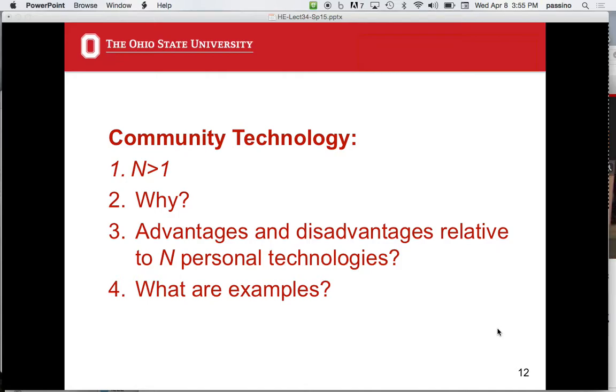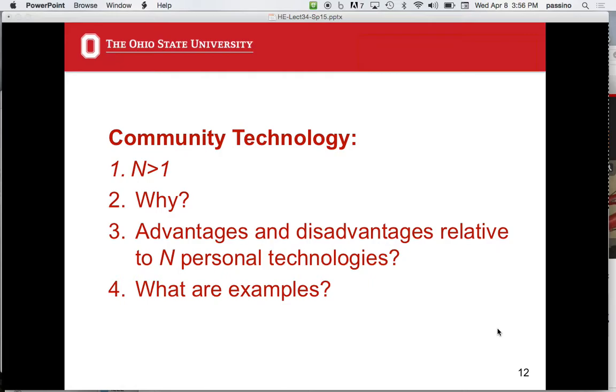Okay, that can also happen not just with water, but with electricity, right? It makes more sense to generate electricity centralized and distribute to people than to have n people with different personal electricity generating systems. There's good reasons for community technology. We use it all the time, right? Most of the services you're getting are community technology. Water, sanitation, energy, gas, electricity, right? All this stuff is community technology.